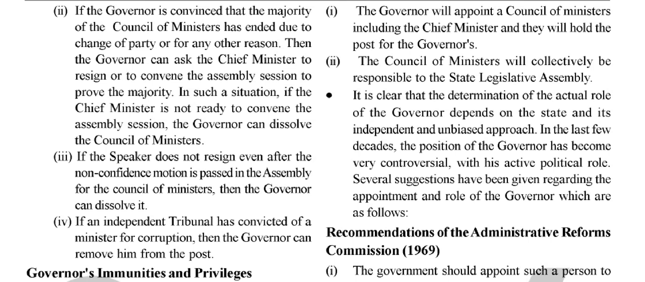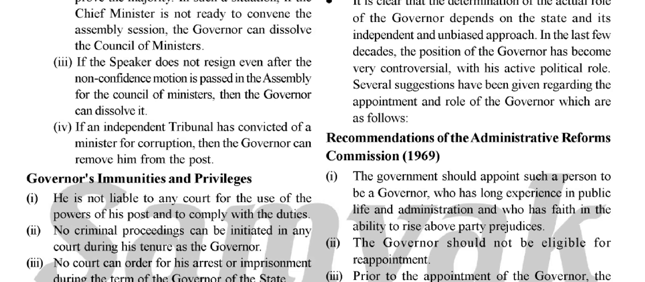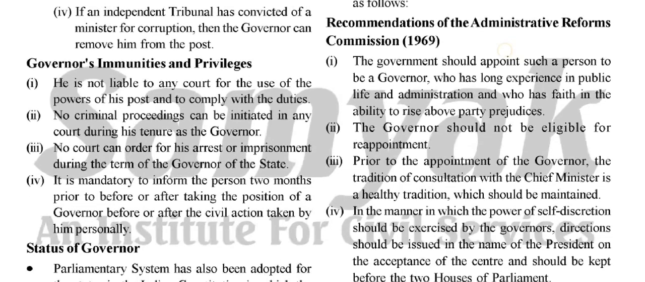The governor is convinced that the majority of the Council of Ministers has ended due to change of party or for any other reason, then the governor can ask the chief minister to resign or to convene the assembly session to prove the majority. In such a situation, if the chief minister is not ready to convene the assembly session, the governor can dissolve the Council of Ministers. If the chief minister does not resign even after the no-confidence motion is passed in the assembly against the Council of Ministers, then the governor can dissolve it. If an independent tribunal has convicted a minister for corruption, then the governor can remove him from the post.